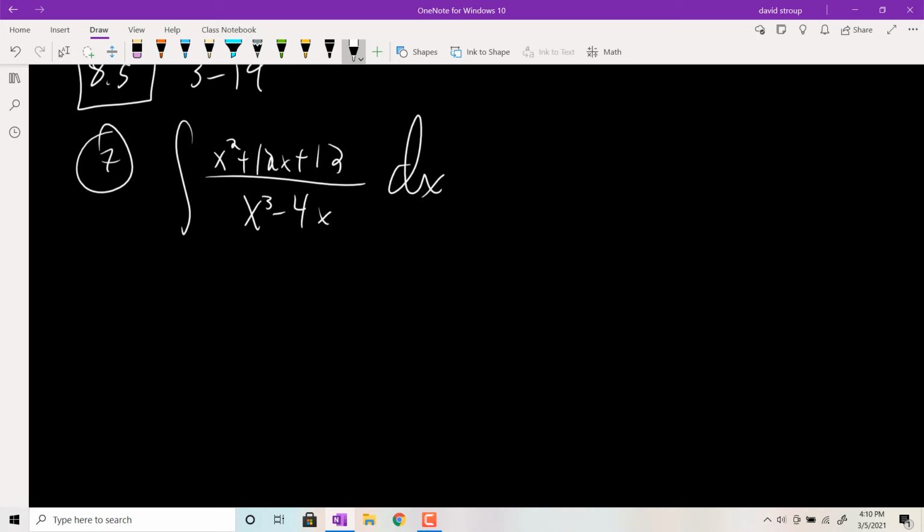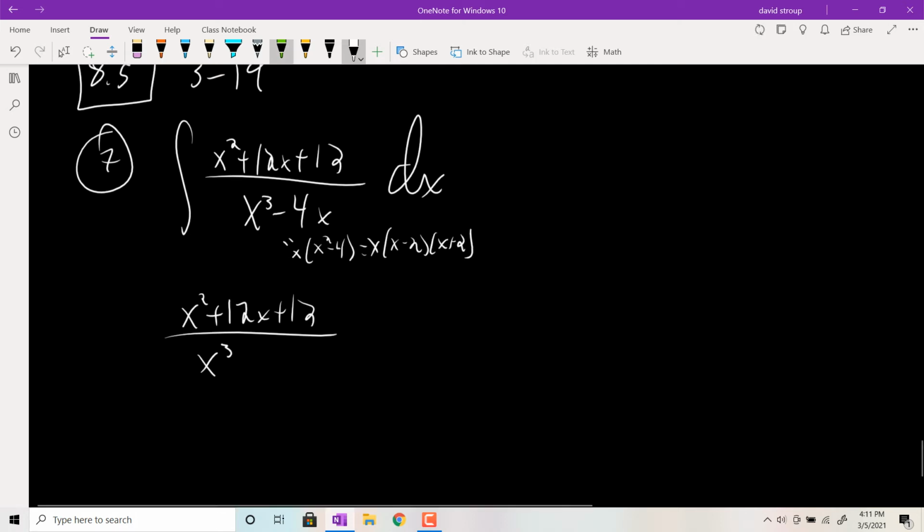So let's do the partial fraction decomposition. So x squared plus 12x plus 12 all over x cubed minus 4x. Let's go ahead and factor that. What is that going to be? x times x squared minus 4. That'll be x times x minus 2 times x plus 2. Okay, so let's just cut to the chase.